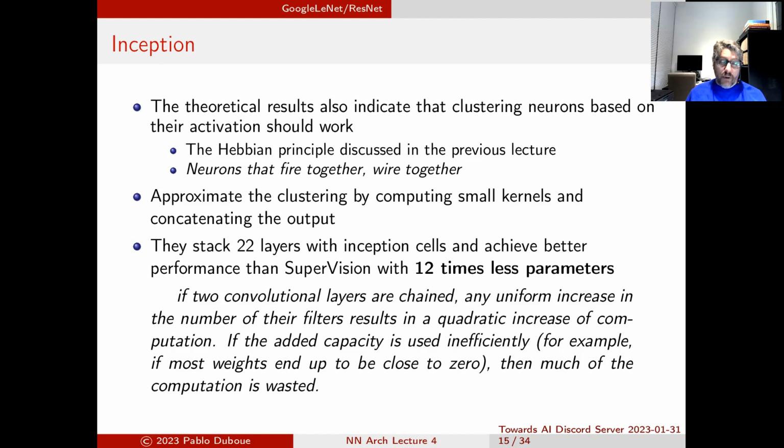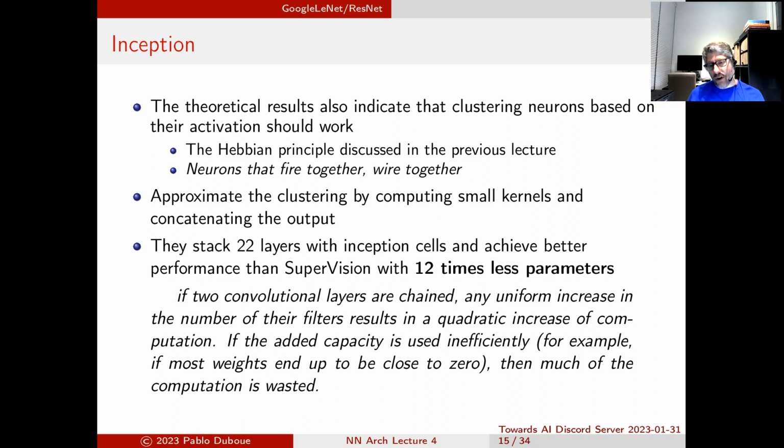The theoretical results from Arora also indicate that clustering neurons based on their activation is key to building these networks layer by layer. And that's the Hebbian principle we discussed in the previous lecture, used by Hopfield networks and RBMs. So the idea is that neurons that fire together should be wired together. This clustering of neurons based on their activation can be approximated using CNNs by computing small kernels and concatenating their output. So then what they do is they take all these intuitions and pack them together into a small unit of computation that they call the Inception Cell.